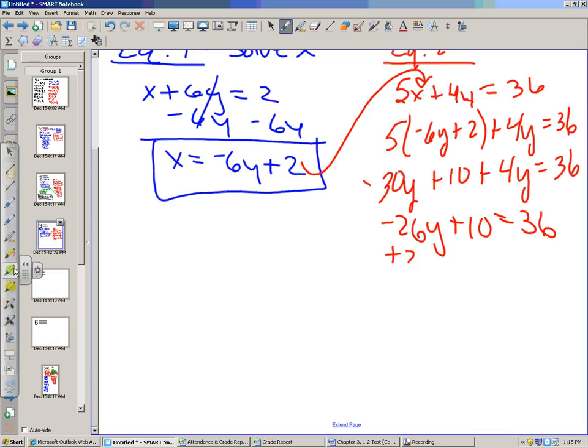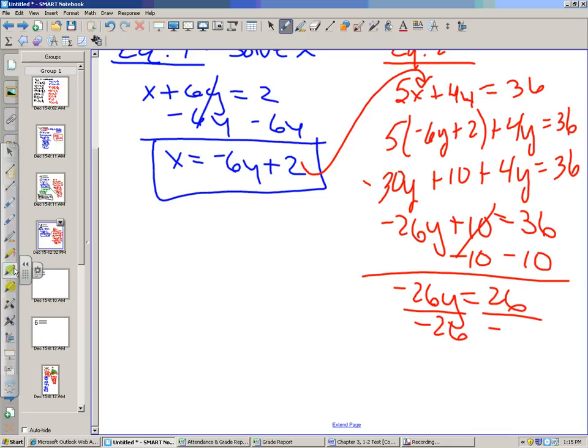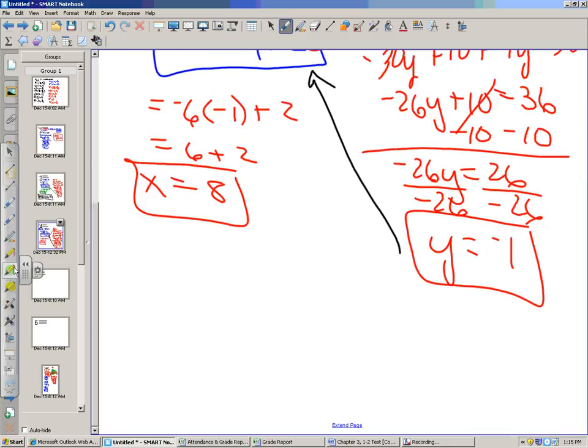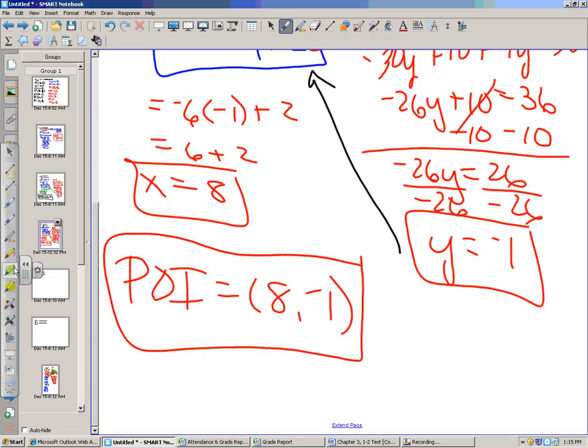Subtract 10 from both sides. Negative 26y is equal to 26. And what does y equal? Excellent. Now what do? Go back to the box. Negative 6 times negative 1. 6 plus 2 gives you 8. So what is your POI? Do we get it, yes or no?